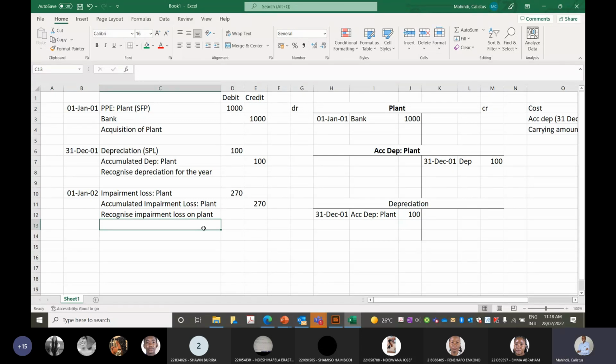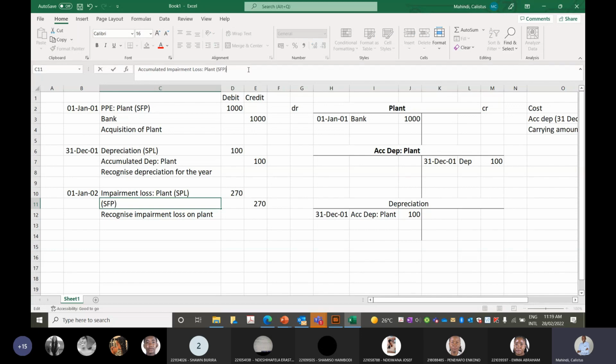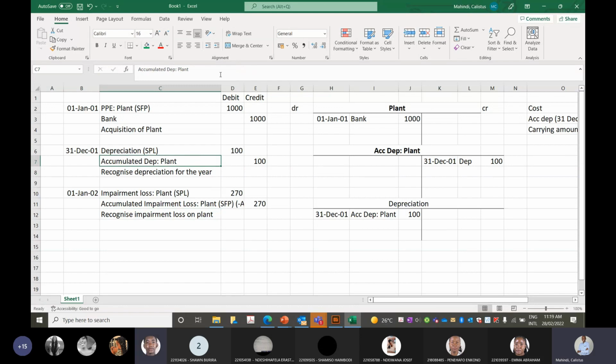Okay, so let me open the ledger accounts. You're going to have a ledger account of your loss. Your loss will appear in the statement of profit or loss. Accumulated impairment loss appears in the statement of financial position. It's a negative asset. Accumulated depreciation plant also appears in the statement of financial position, and it's a negative asset because it works with the asset account.